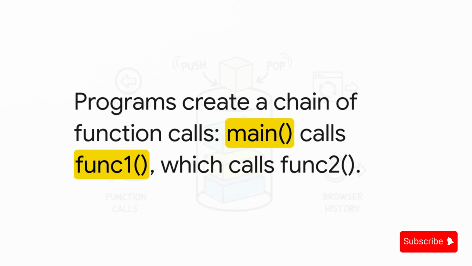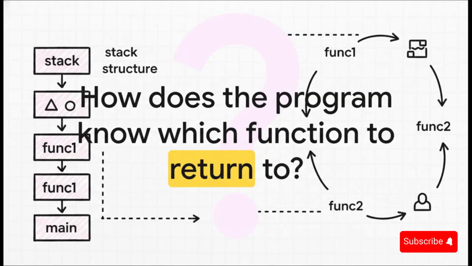Just picture any computer program. It starts with a main function. That function then calls another helper, let's call it func1, to do a specific job. But maybe func1 needs its own help, so it calls func2. All of a sudden, you've got this chain of functions, each one paused and just waiting for the next one to finish up. So here's the puzzle.